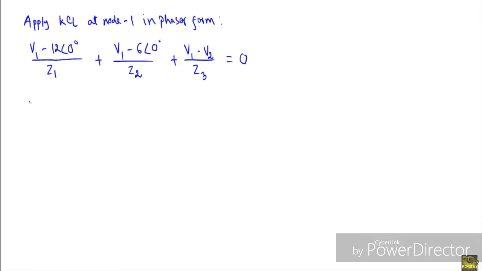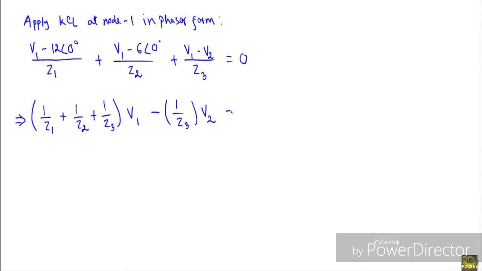Now if I separate the coefficients, I will get 1 over Z1 plus 1 over Z2 plus 1 over Z3, multiplied with V1, minus 1 over Z3 times V2 will be equal to 12 phase angle 0 degree over Z1 plus 6 phase angle 0 degree over Z2.